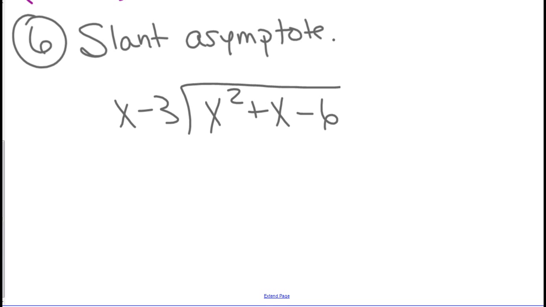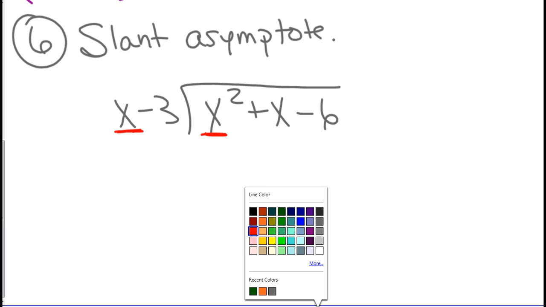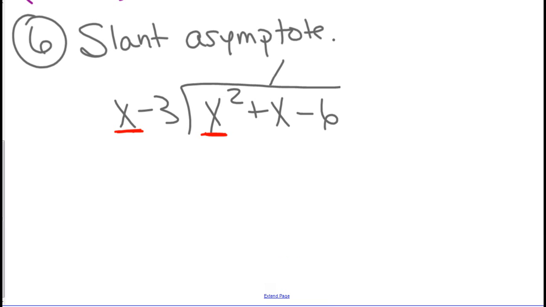Long division for polynomials is just like long division for numbers. You take a look at your first terms. X times what would give me the x squared? Well, x times x is x squared, so I put an x right there. Then I distribute that to both terms. X times x is x squared. X times a negative 3 is a negative 3x.